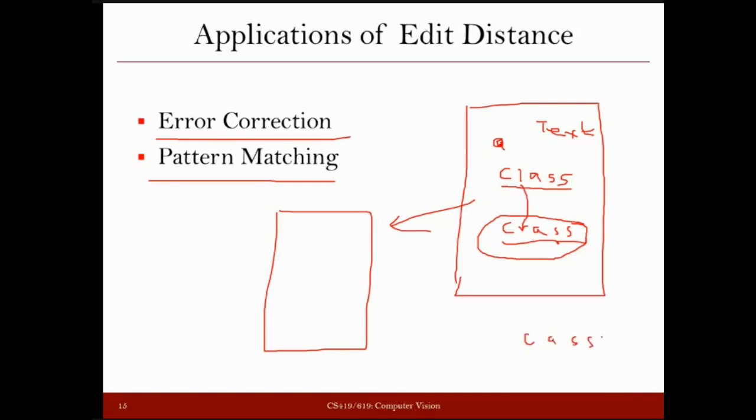Let's say CASS. You can go to the library and find out the distance of CASS with all the available words in the library, and it is expected that the distance of this word with class will be the minimum. So you can say that this word is nothing but class. In that case, you can do error correction. You had some error in that scanned text, and with the help of this matching, you could correct it.